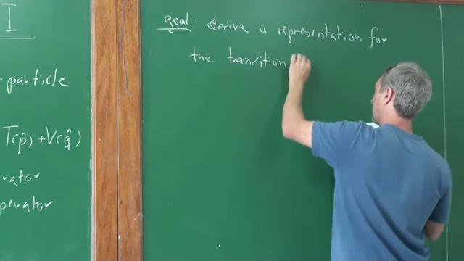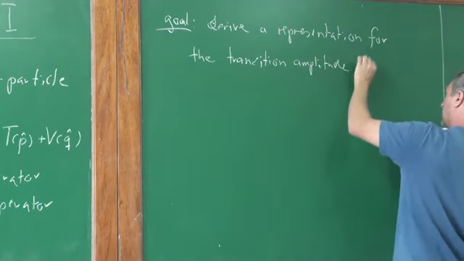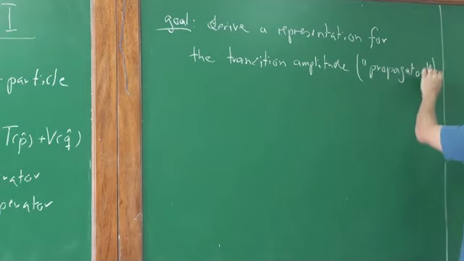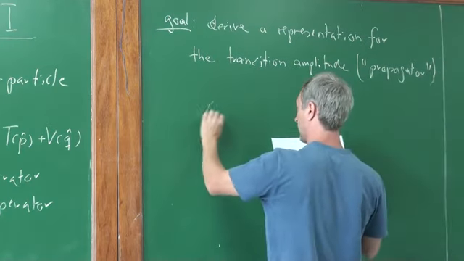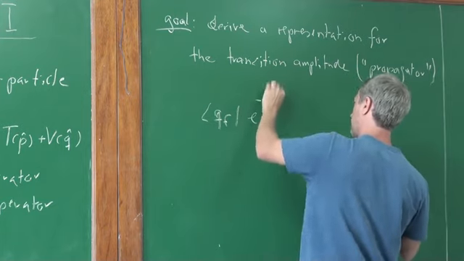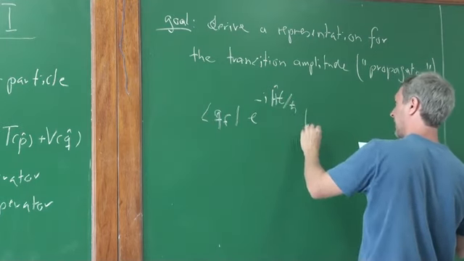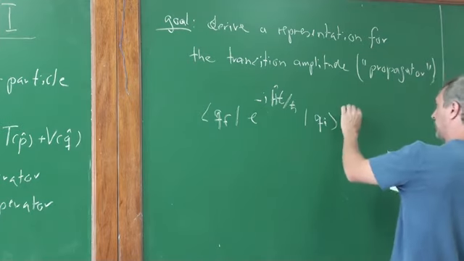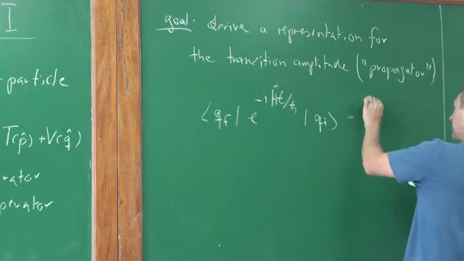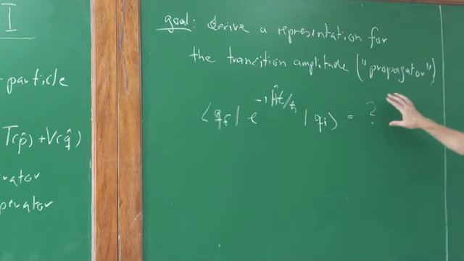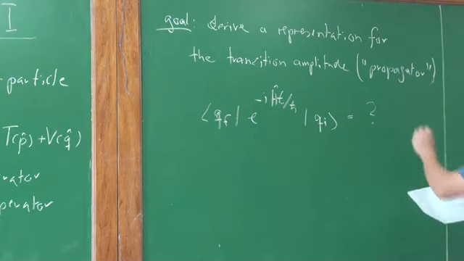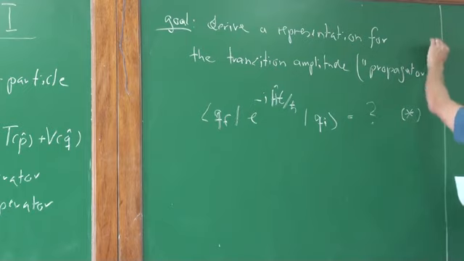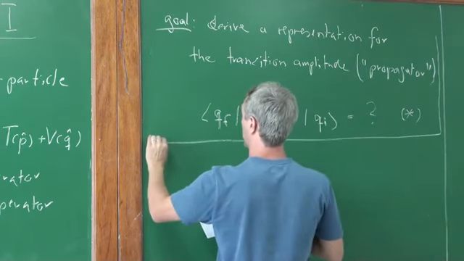The transition amplitude, or the propagator, is defined as a matrix element of the time evolution operator. So we have the time evolution operator for some time t, some initial coordinate qi, and some final coordinate qf, and we want to derive an alternative representation of this object in terms of path integrals. We give this object also a name, call it star, because I will refer to it afterwards. So this is the great goal of this lecture.